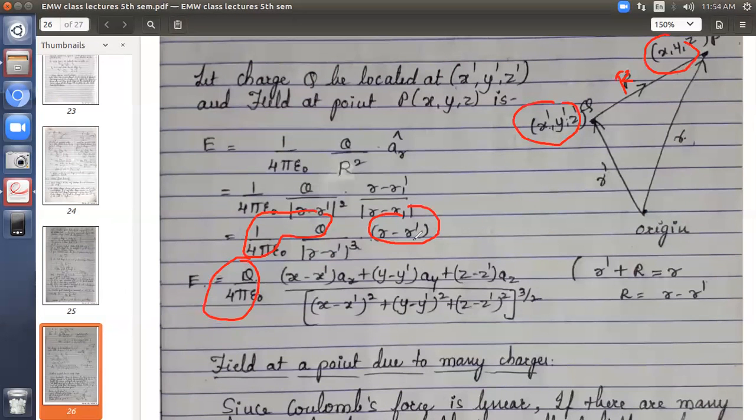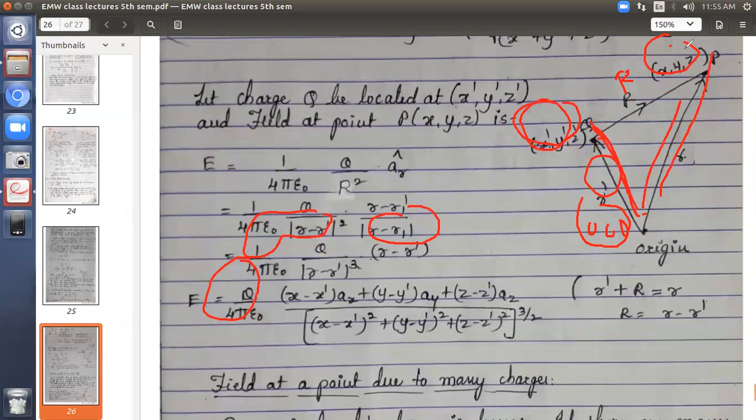This r minus r dash is equal to what? The distance vector. How to find that? You can get it from the previous background I have shown you. You get this vector, take r minus r dash. How to find this vector? It is this value minus origin value, 0, 0, 0. It is x dash minus 0, y dash minus 0, z dash minus 0. It is this vector. Similarly, here what is this vector? x minus 0, y minus 0, z minus 0.